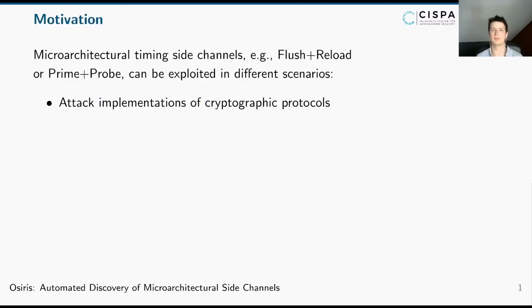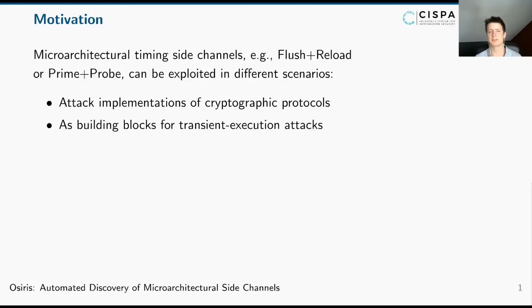From today's point of view, we know for many years that side channel attacks, or microarchitectural side channel attacks, pose a severe threat on modern systems. For example, you can use side channels such as Flush+Reload or Prime+Probe to attack otherwise secure implementations of cryptographic protocols such as RSA or AES. And not only that, but since 2018 we know about transient-execution attacks such as Spectre or Meltdown, and they also rely on side channels to work.